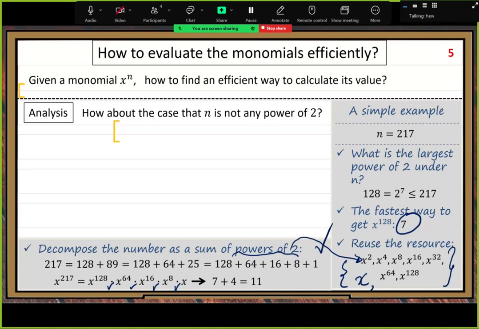So the 7 multiplications came from the largest power of 2 under n, which is 128. You get that by raising 2 to the power of 7. So that's where the 7 came from, right? Yeah, 7. But we do it step by step.